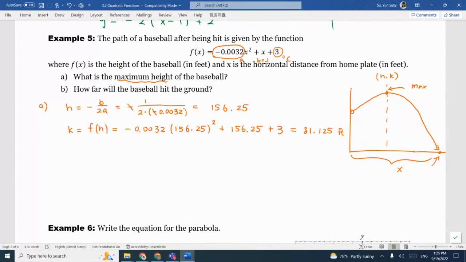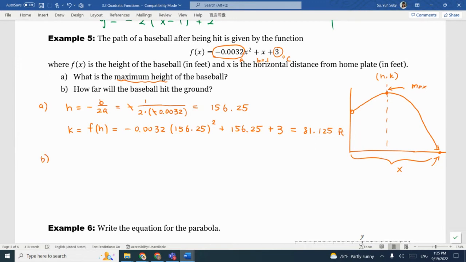Okay, we know the maximum height is 81.125 feet. And we also know the horizontal distance at which this happened. The horizontal distance is 156.25 feet. Is that okay, everybody? Awesome. So that is part A. We found the maximum height.